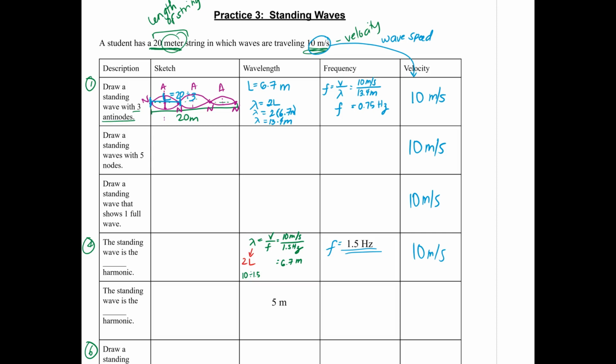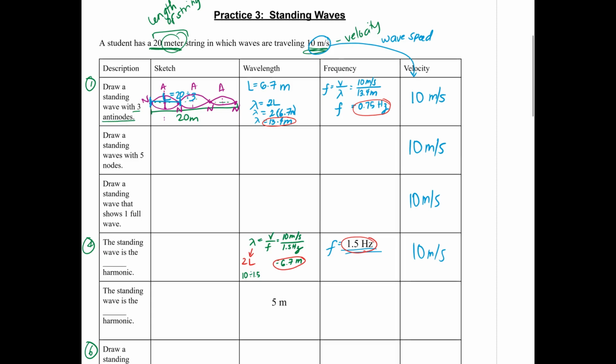So this is actually 2 footballs, like we talked about. If you notice, this is 13.4 meters and 6.7 meters, 0.75 hertz and 1.5 hertz. So this number, 1.5, is twice that, and this number, 6.7 meters, is half as much as that. So that means that this whole thing is going to be two wavelengths.